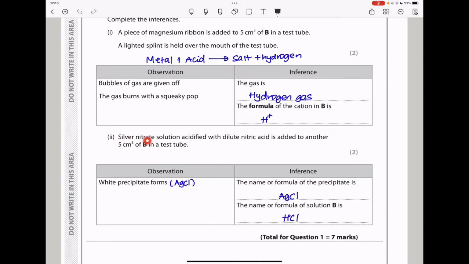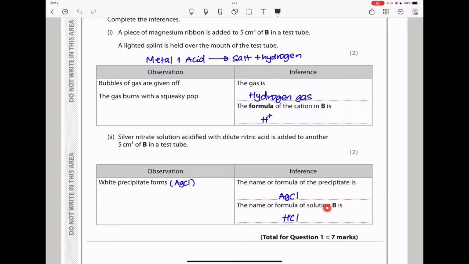Test 2 says silver nitrate solution acidified with dilute nitric acid is added to another 5 centimeters cubed of B in a test tube. The observation is a white precipitate. Every time a combination of silver nitrate and nitric acid are added to a sample and a white precipitate is observed, that precipitate should be silver chloride. Here they asked us for the name or the formula of the precipitate. It is silver chloride precipitate.